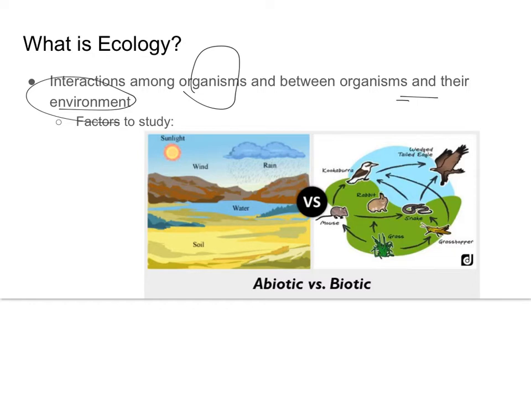There are a couple of different factors that we're going to talk about. We're going to talk about abiotic factors, which are the non-living factors: sunlight, wind, rain, water, soil, those kinds of things. And then there are the biotic factors, which are anything that's living. So think your food webs, think competition for resources and mates and places to live. Think mating interactions, food interactions, those kinds of things.